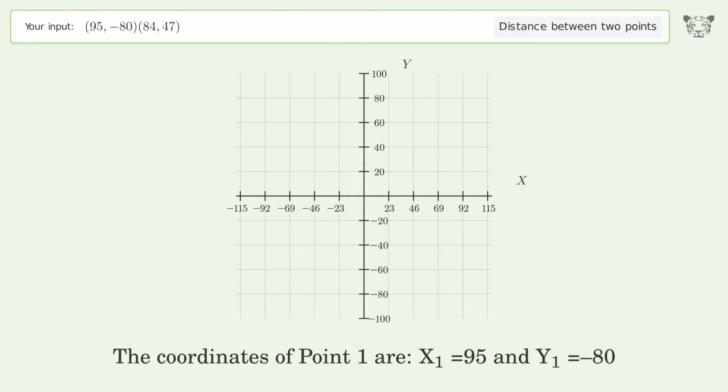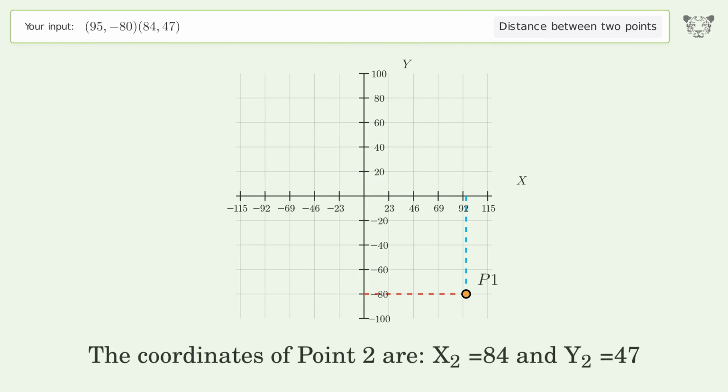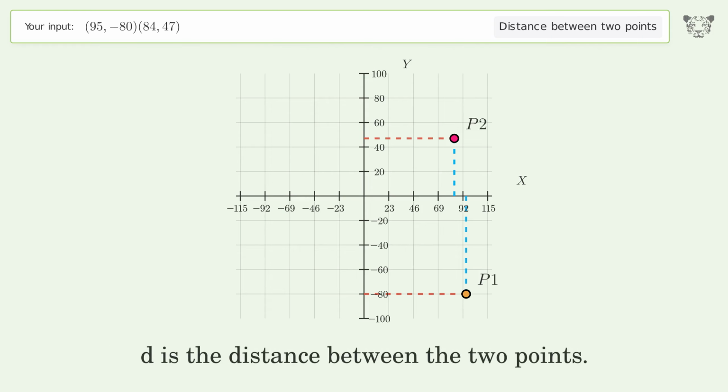The coordinates of point 1 are, x1 equals 95 and y1 equals -80. The coordinates of point 2 are, x2 equals 84 and y2 equals 47. D is the distance between the 2 points.